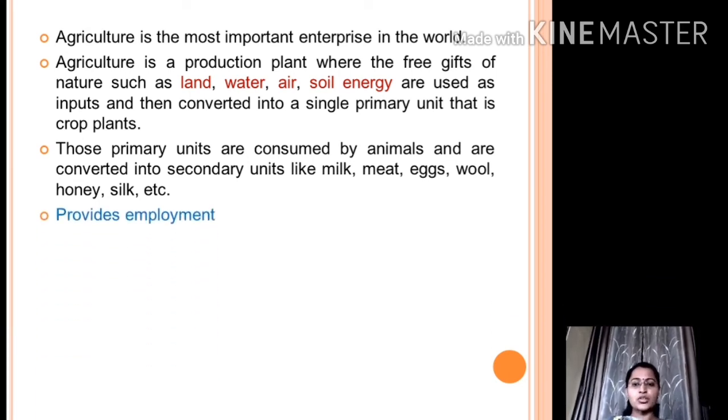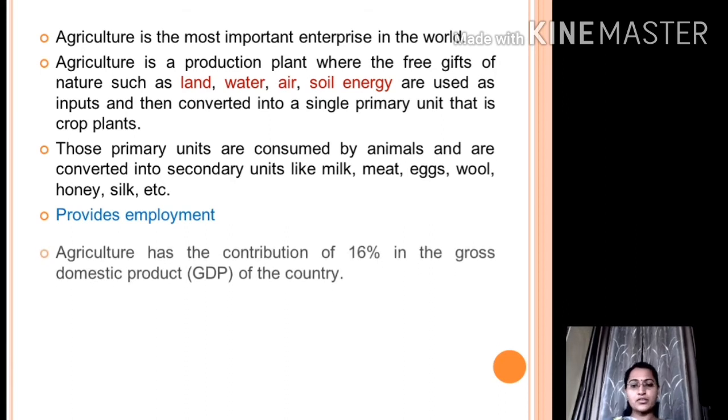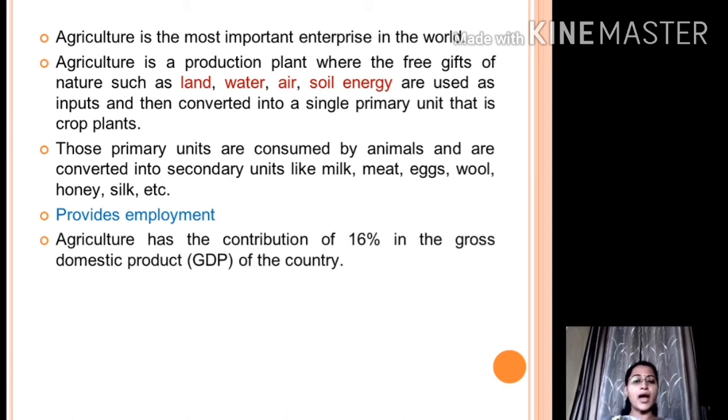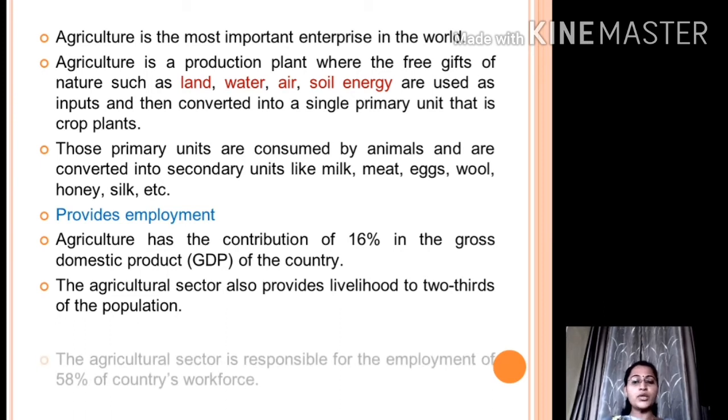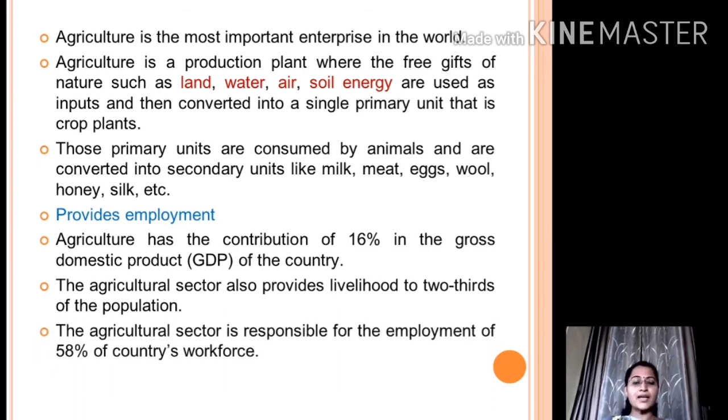Agriculture provides employment. Agriculture has a contribution of 16% in the gross domestic product of the country. This sector also provides livelihood to two-thirds of the population, and it is responsible for the employment of 58% of the country's workforce.